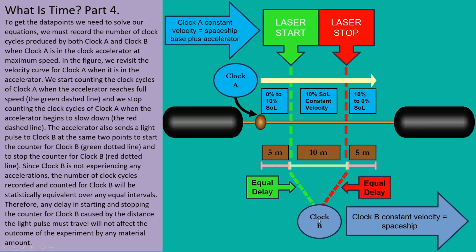So the break in the laser starts clock B. When clock A hits the red dotted line, the red laser, it will stop the counter for clock A. At the same time, it will break the red laser, and that break in the red laser will stop the counter for clock B. In that way, the mechanical motion of clock A while it's in the accelerator will start and stop both clocks in the same interval. And that's how we'll perform this experiment.